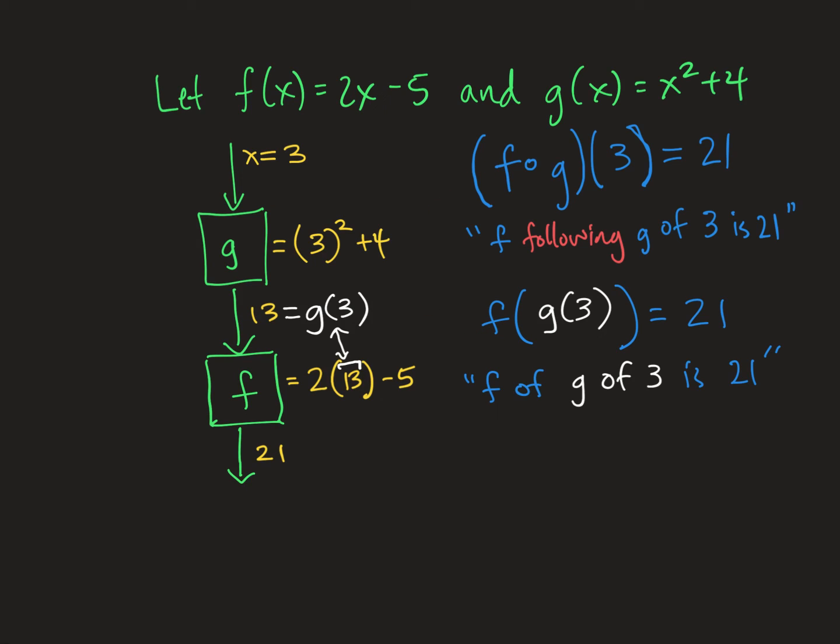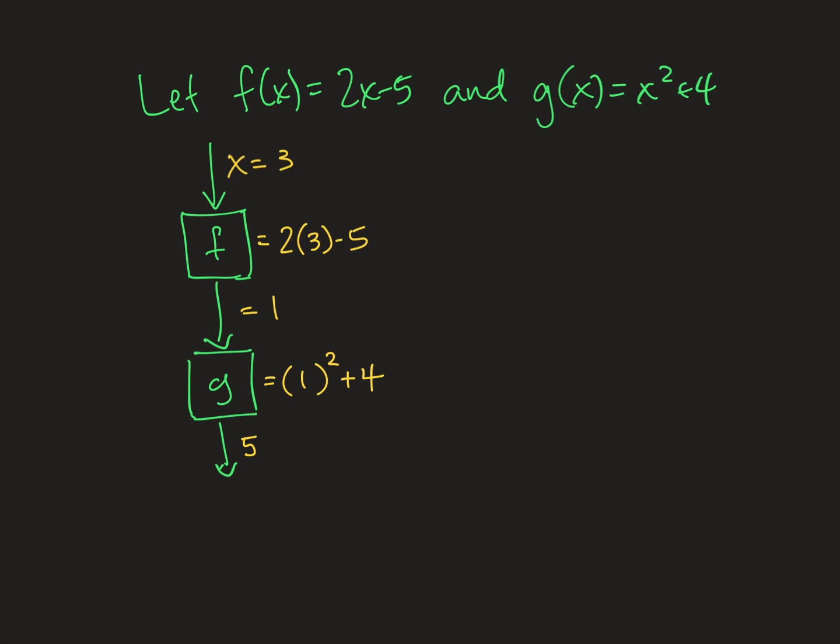So this was the first example that we did. We plugged 3 into G first, and then we took the 13 and plugged that into F. How would I write it the other way around? So we can more quickly go through this. When I took 3 and plugged it into F first, and then took that output and plugged that into G, and then that was, if it was F first and then G came after F, G was following F.